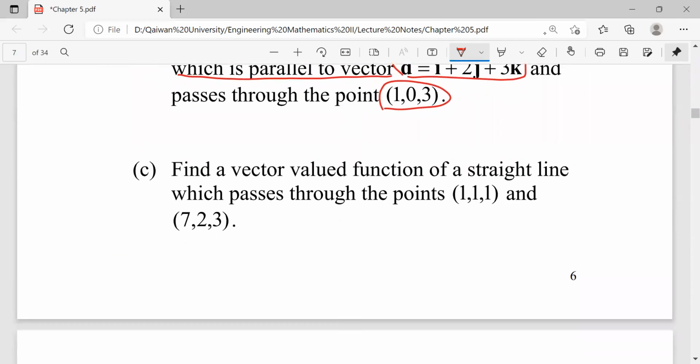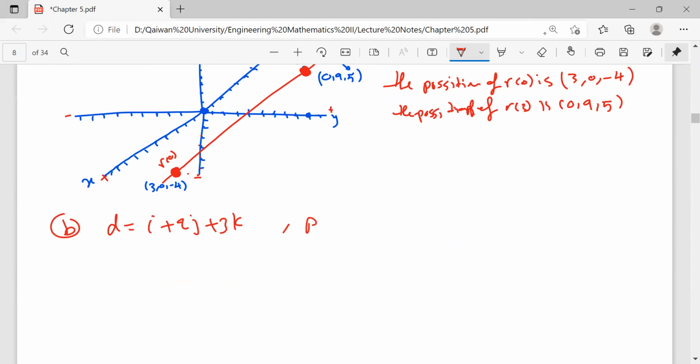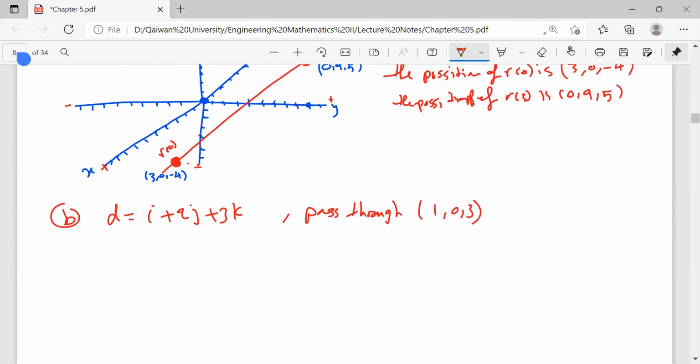And the point is (1, 0, 3). It says find the vector valued function which represents the equation of the straight line which is parallel to this vector and passes through this point. Here, this is A. This is point A.